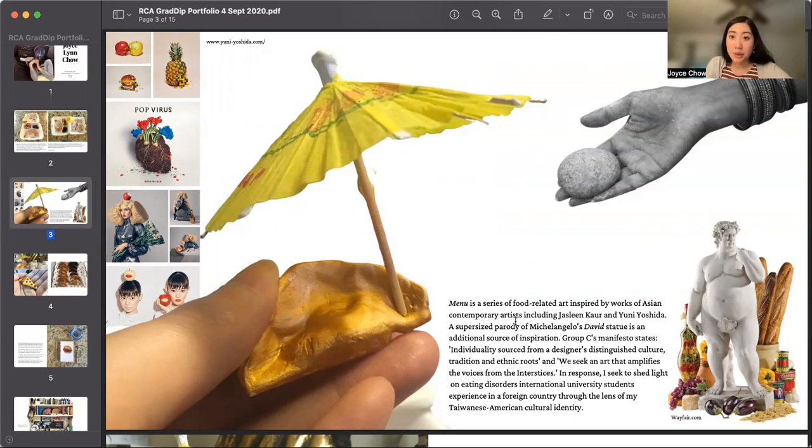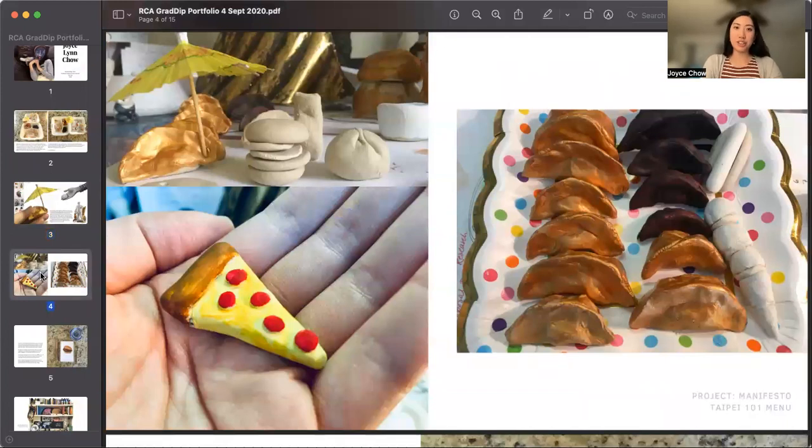So Yuni Yoshida was an artist that I did a contemporary art study on during the program, how to write like a critical analysis on her. And then there's another picture that I saw on Wayfair.com that I thought was really interesting and quirky. And then also there was a piece from Jesseline KR Carr with the stone. So she inspired me to create my own pizza version of what she did. And then these are some more close-ups of my miniatures.